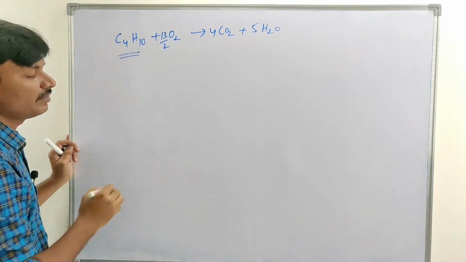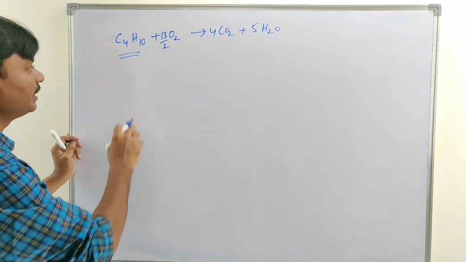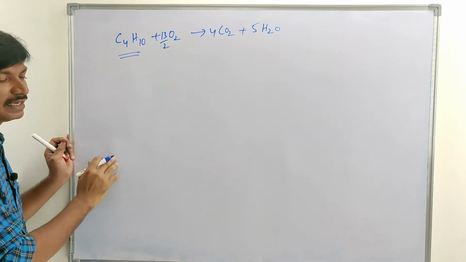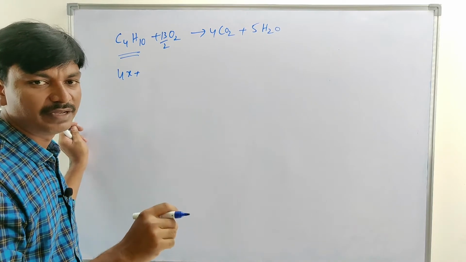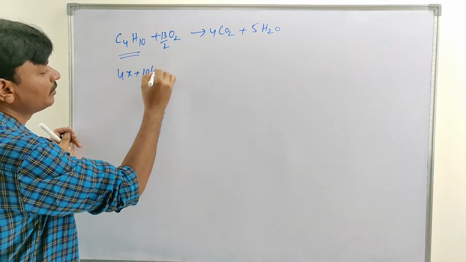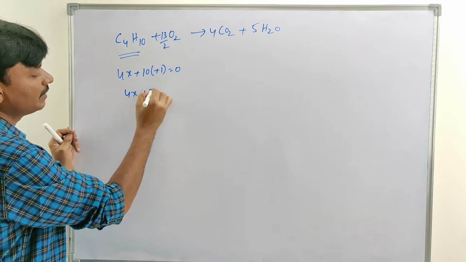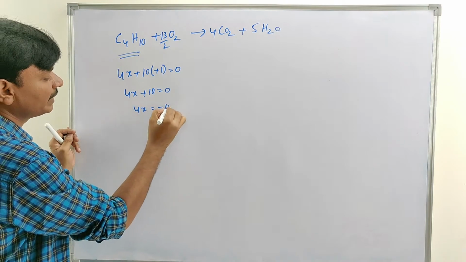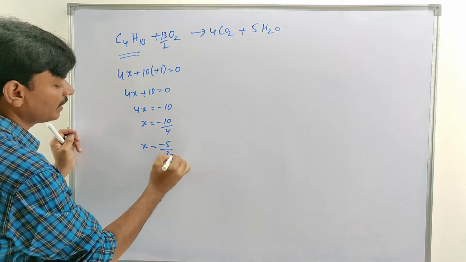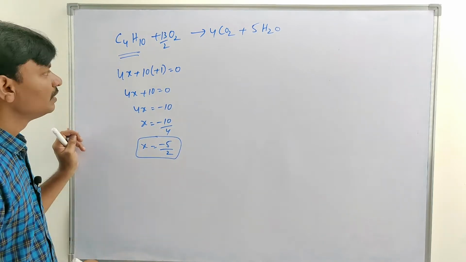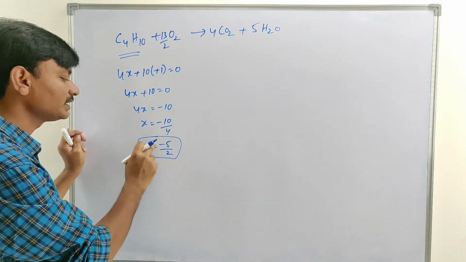To calculate the n factor value, first find out the oxidation number of the given compound. Here it is C4H10, 4 carbon atoms are present. That is 4x. Each hydrogen oxidation number will be plus 1. That's why 10 into plus 1, and the total equals 0. Okay, clear? Here it is 4x plus 10 equal to 0, 4x equal to minus 10, x equal to minus 10 by 4, then x equal to minus 5 by 2. In C4H10, each carbon oxidation number will be minus 5 by 2.